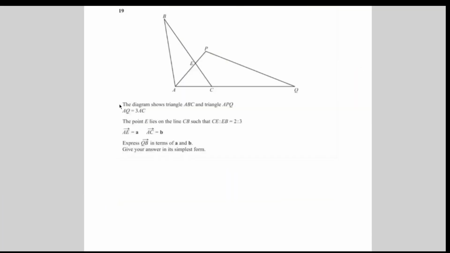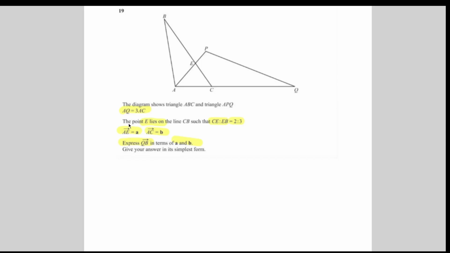Question 19. The diagram shows triangle ABC and triangle APQ. AQ equals 3AC. The point E lies on line CB such that CE is to EB equals 2 is to 3. Vector AE equals a, vector AC equals b. Express vector QB in terms of a and b. Give your answer in its simplest form. Now we need to get QB.